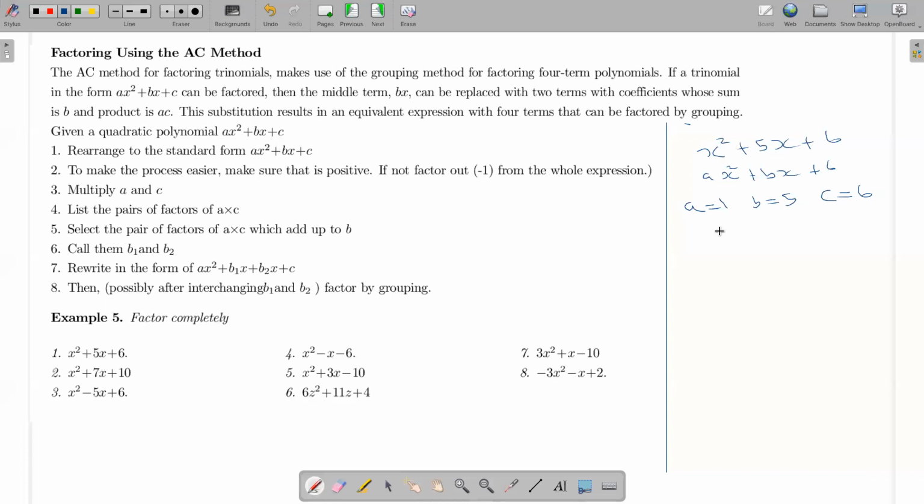Okay, so now first we look whether it's not in that form. If it's not, I rearrange to look like this. If this is negative, normally we pull out a negative. Okay, so no negatives. Identify a, b, c, and multiply a and c. So a is 1 times 6, so I get a 6.